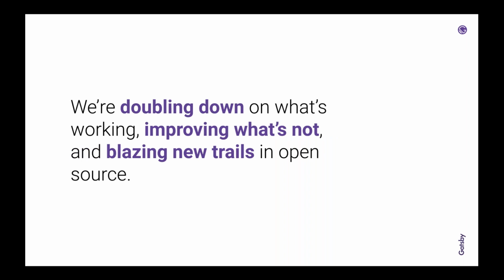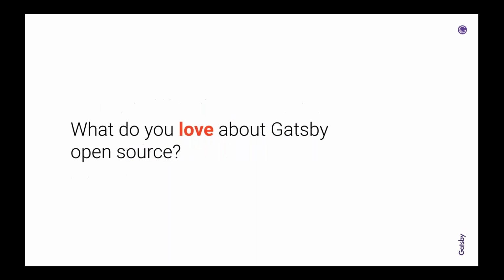And this is kind of like the rallying call of what we'll be working on in Q1. So we're really doubling down on what's working. We're improving what's not, and we're blazing new trails in open source. And so I'd like to talk through some tangible examples of what I mean by these. So when I say we're doubling down on what we think is working, it's really we're doubling down on what our users love and what we think that you love about Gatsby open source.